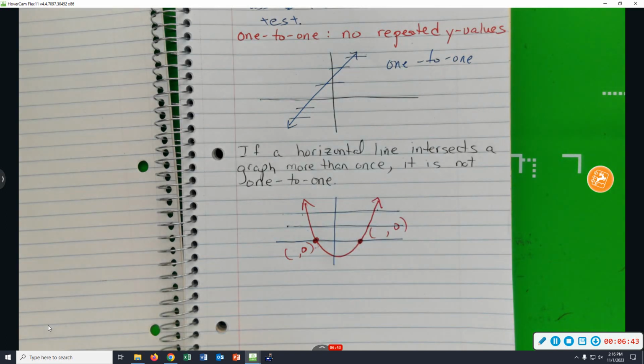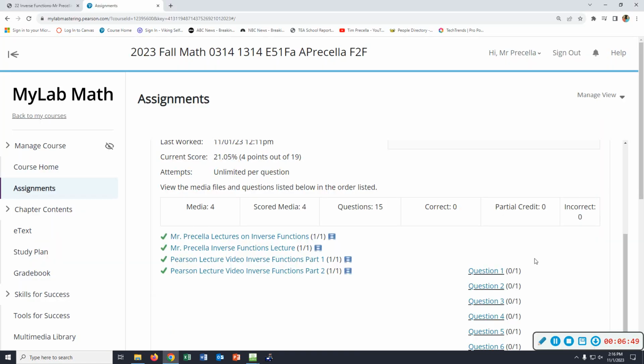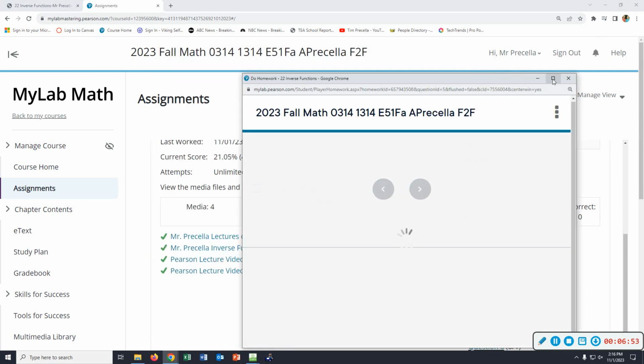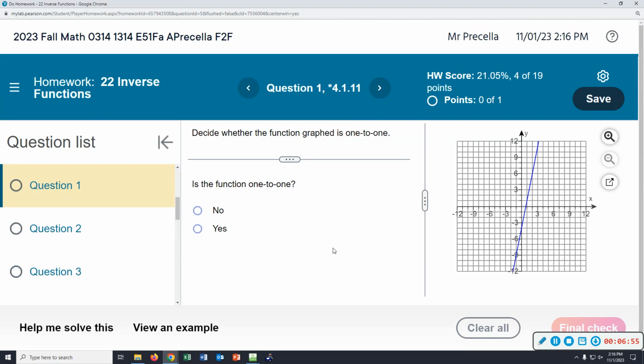Let's see, what are those first two homework problems? I believe you're going to be given a graph, and it asks, is this one-to-one? Oh, have we already answered that one? That's a slanted line. So, is it one-to-one? Yes. Okay.